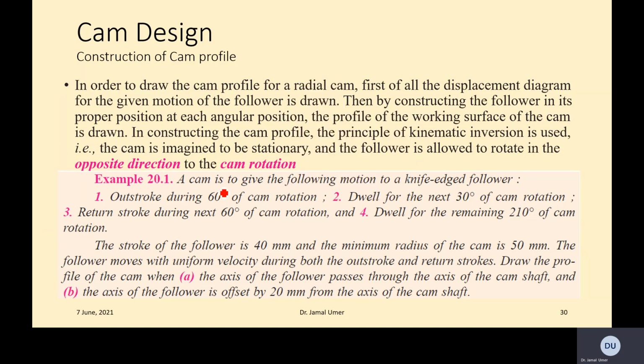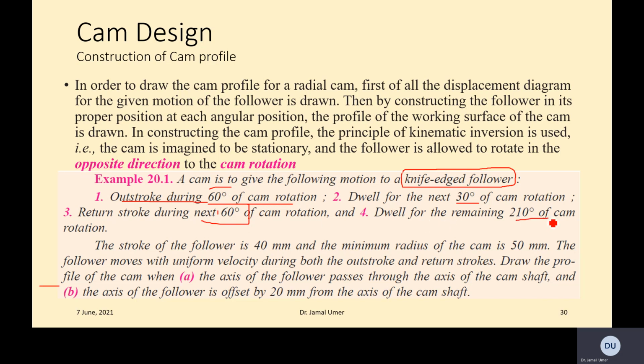All right, so for example, a cam is to give the following motion to a knife edge follower. This is one of the types of follower we did in the very beginning. The requirements are given. The outstroke during 60 degrees of cam rotation, so the outstroke is 60 degrees only out of 360. Then dwell for the next 30 degrees, and return is 60 degrees. So return and forward are both the same, which makes this a little bit easier. And dwell for the remaining 210.